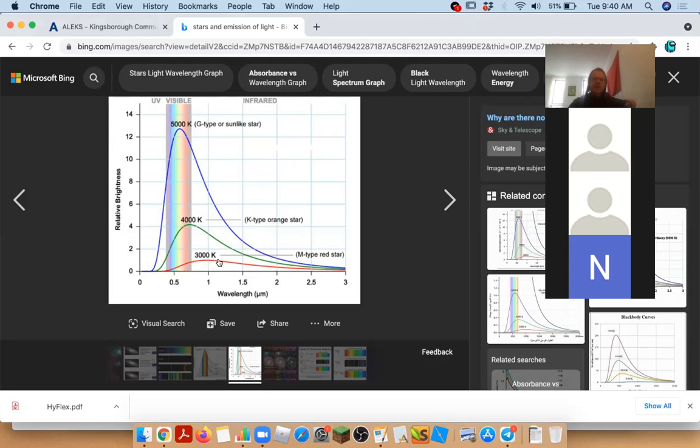So this one right here is called an M-type red star. It's colder, so it has a different color. It's red. This one over here is a K-type orange star. That one's at 4,000 Kelvin on average, so it's going to have that particular color as well.